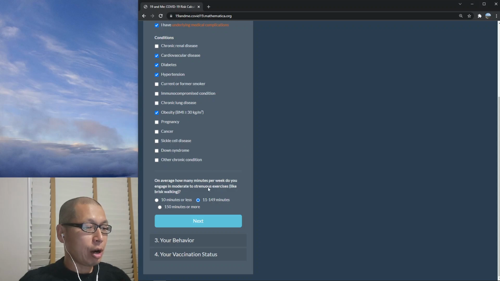And then it says, on average, how many minutes per week do you engage in moderate to strenuous exercise? So they mean exercise where you would sweat a little bit, not just leisurely walking. A lot of Americans, unfortunately, are completely sedentary and never do anything other than wake up, cook, get in the car, go to work, sit at a desk, get back in the car, go home, watch Netflix, go to sleep. And that would be the 10 minutes or less.